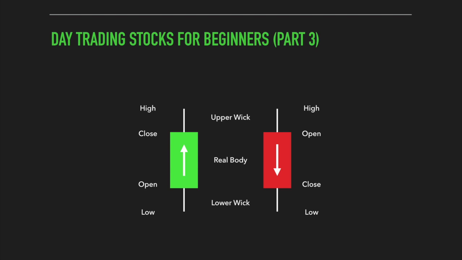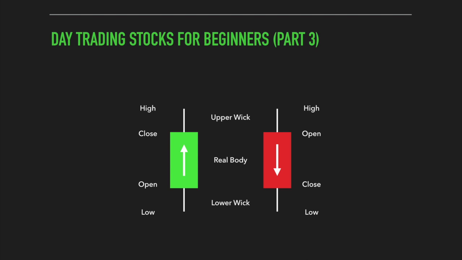So for example, if the stock opened at $1 and then closed later on at $1.10, we know that that would of course be a green candle, but that doesn't necessarily mean that the stock went straight from $1 to $1.10 before closing. It may have gone down to 98 cents and then spiked all the way up to $1.15 before coming down and closing at $1.10. So that's how the real body and the upper and lower wicks of the candlesticks are actually made up.